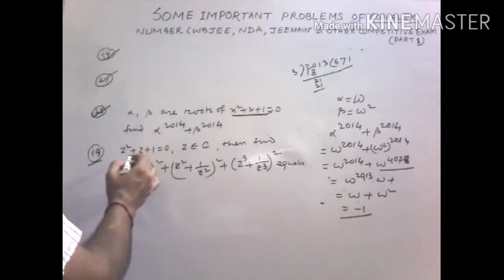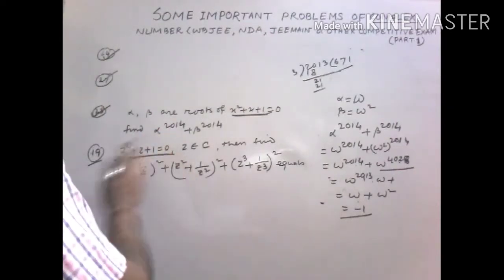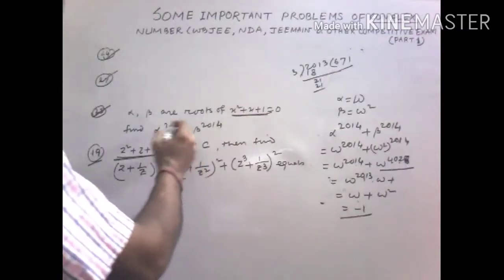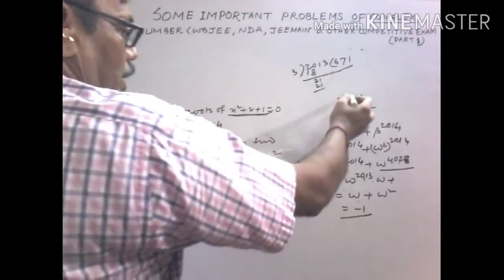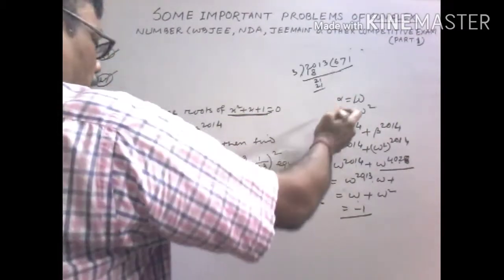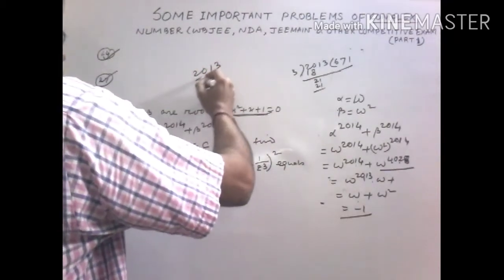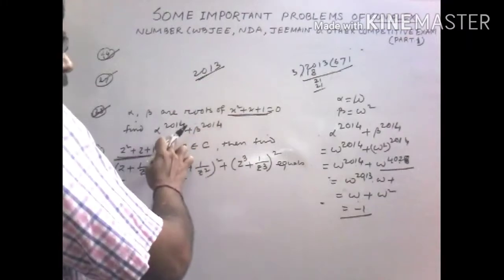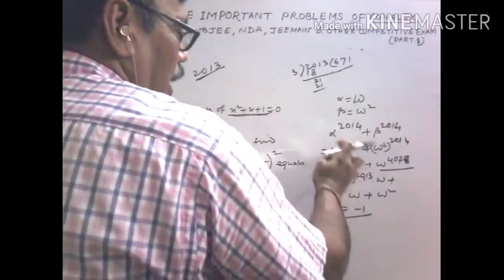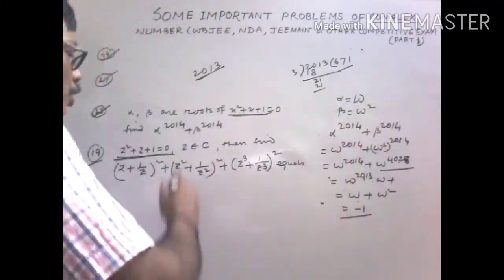So listen again. Z square plus Z plus 1 equals 0. Alpha and beta are roots of this, so alpha equals omega, beta equals omega square. If the power is 2013, then the sum of digits is 6, so it is divisible by 3. So this is 1 and the second one is also 1.